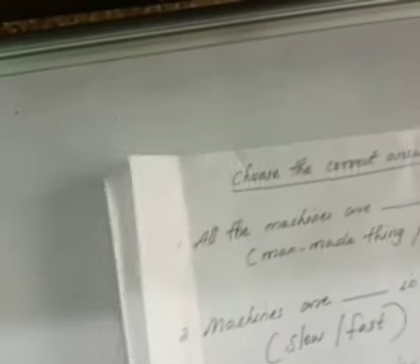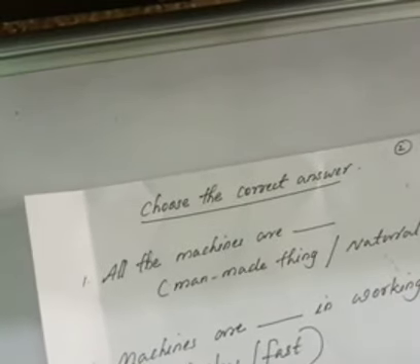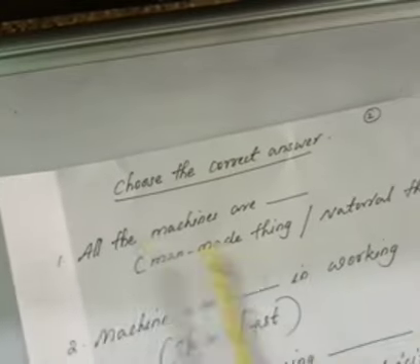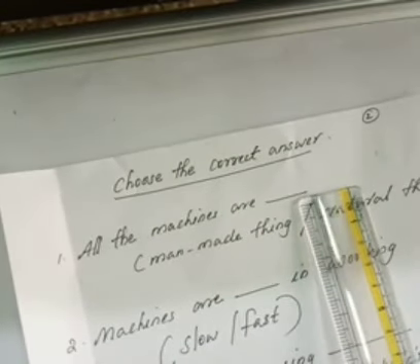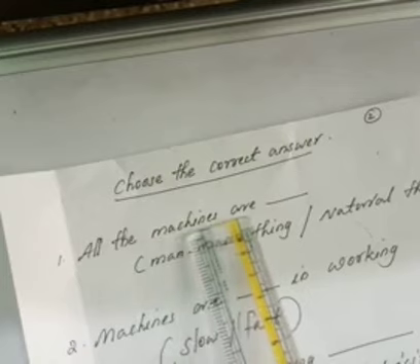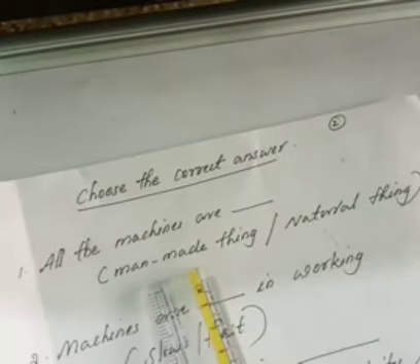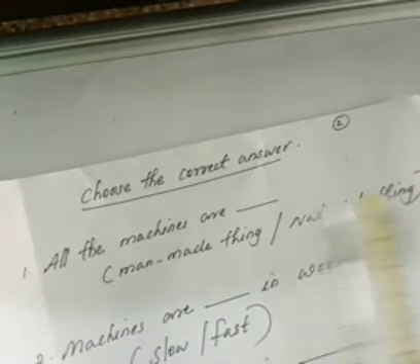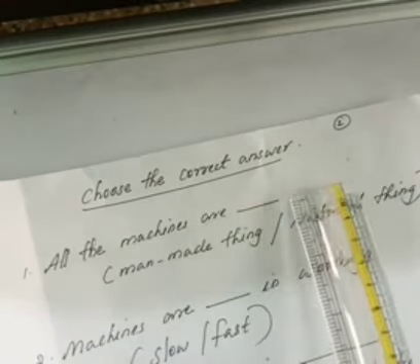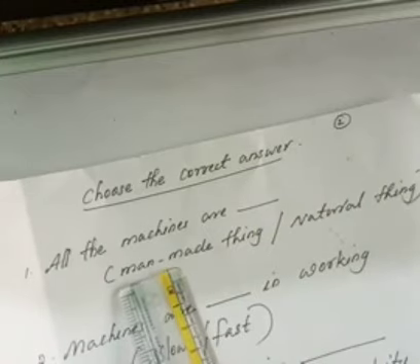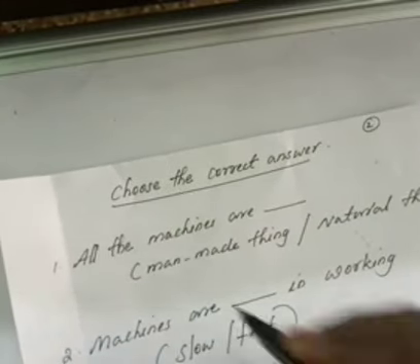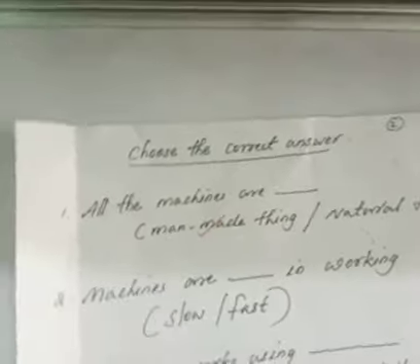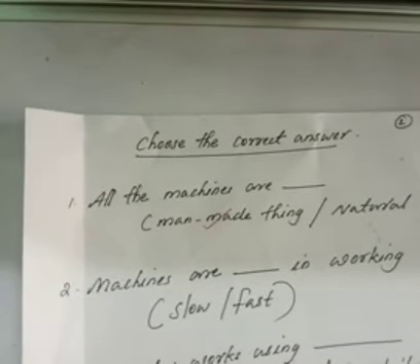So these are the fill in the blanks. Okay, now moving to the next section. Choose the correct answer. So what is the next pattern? Choose the correct answer. All the machines are dash. The first question, all the machines are dash. So the options are man-made thing and natural thing. So all the machines are made by men. So machines are man-made things. So this is the right answer.